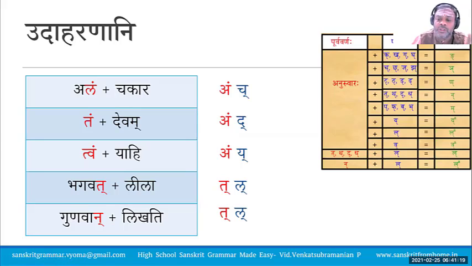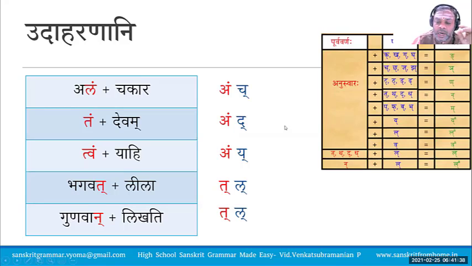One is you pronounce ya. The second pronunciation is ya with the nasal sound. That is called sanunasika yakara. This is called niranunasika yakara. So yakara are of two types.